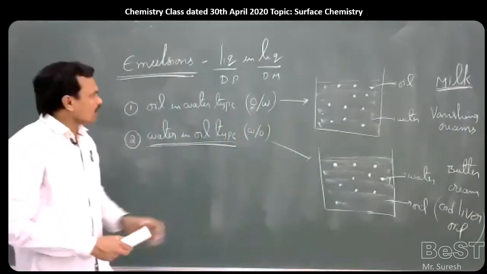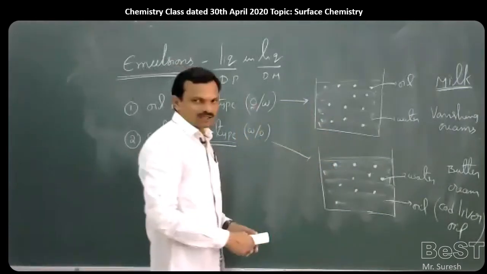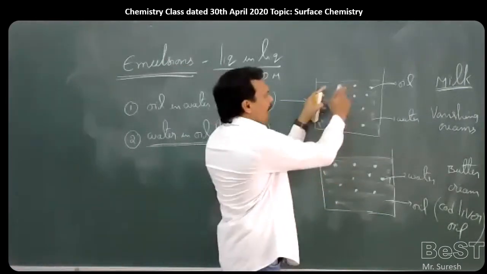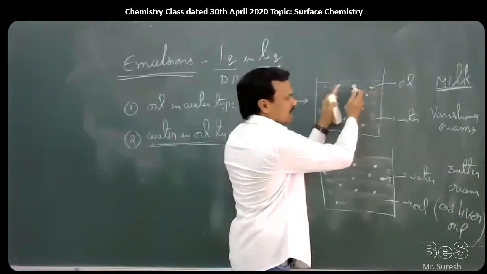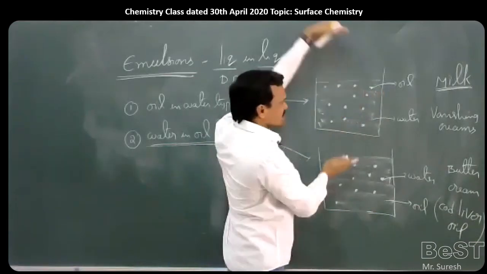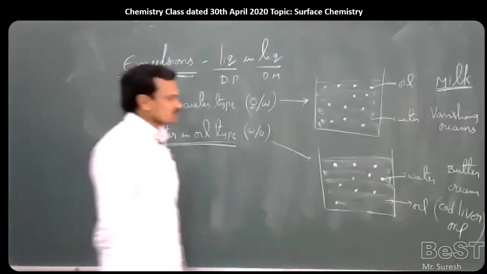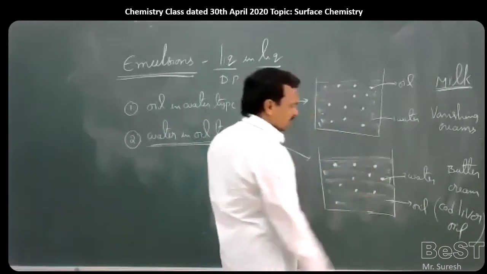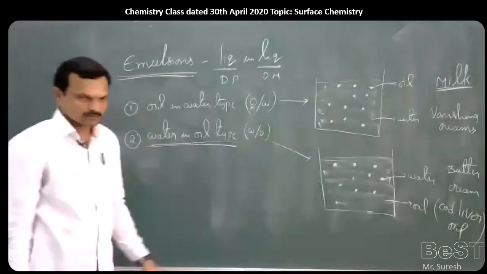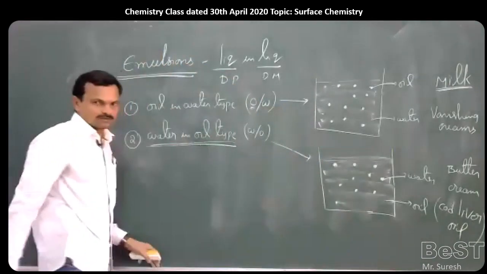But all these emulsions are less stable. If you keep these emulsions for a long time, these oil droplets come close to each other and undergo coagulation, and the two layers separate: the oil layer and the water layer. Here also, the water droplets undergo coagulation and the water layer and oil layer separate. So emulsions are less stable.